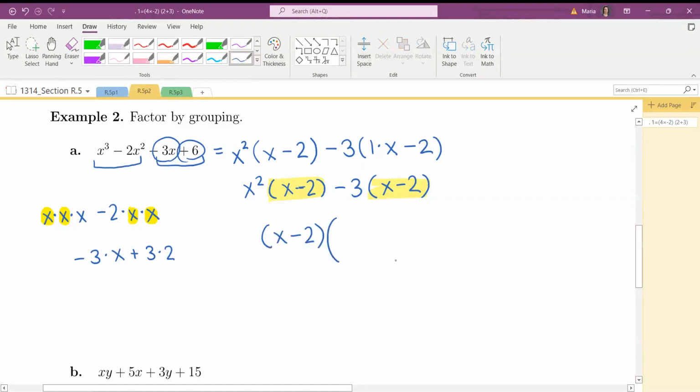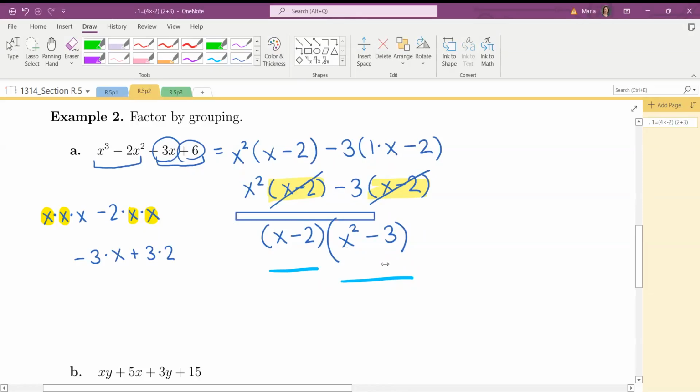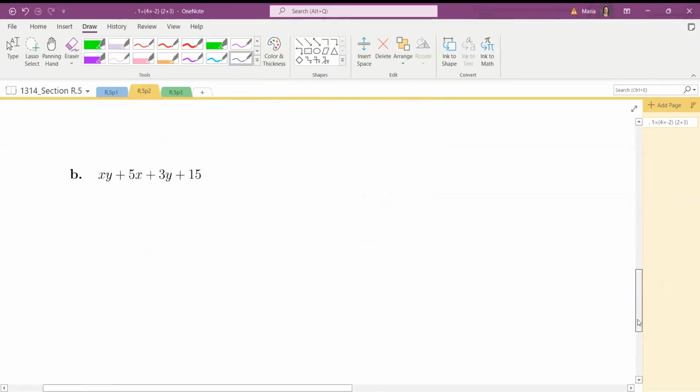I need to write what's left in parentheses. So if I take out the x minus 2 from the first term, that's going to leave me with x squared. And then if I take out the x minus 2 from the second piece, that's going to leave me with minus 3. Okay, there I am. I have rewritten this thing as something times something. So I am done. I have factored my polynomial. There's your answer. All right, moving on to part B.